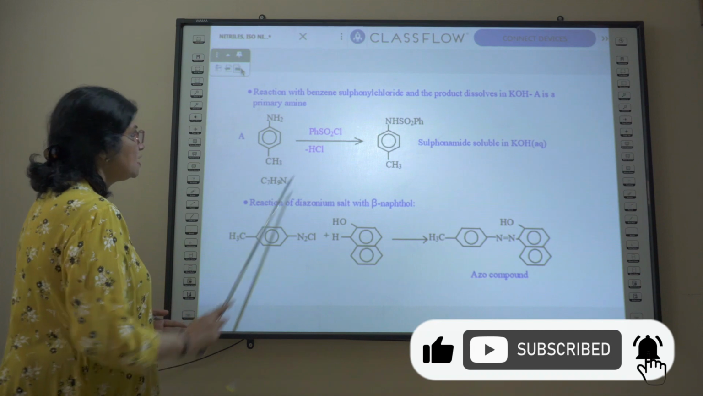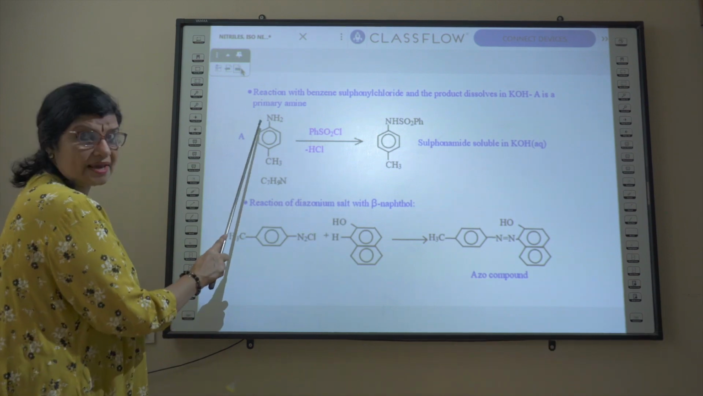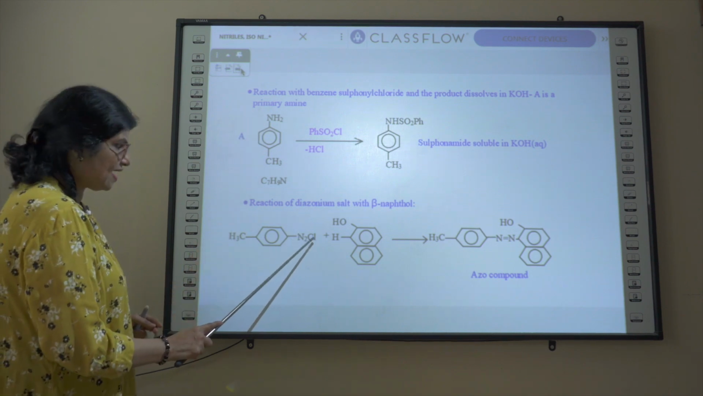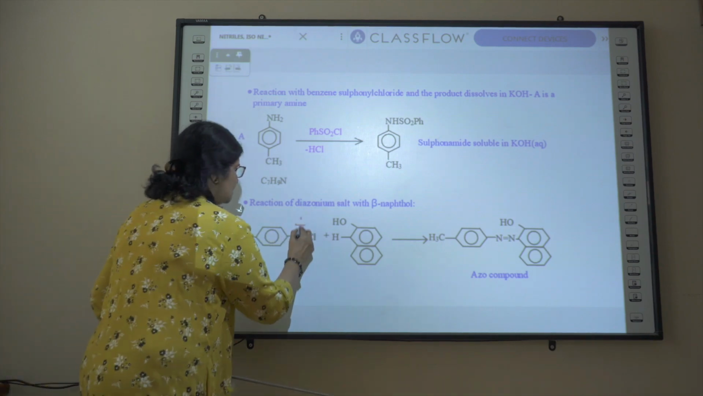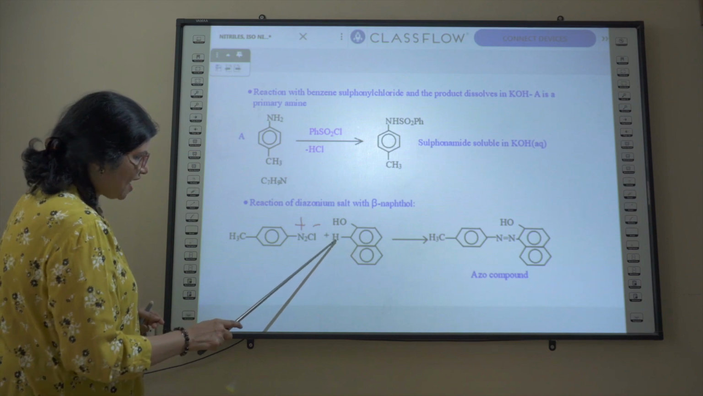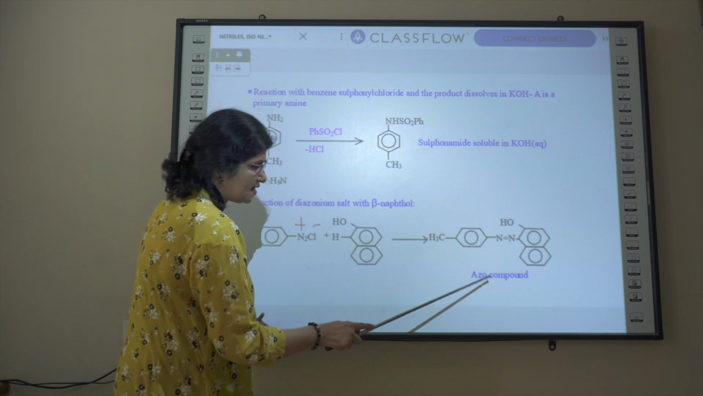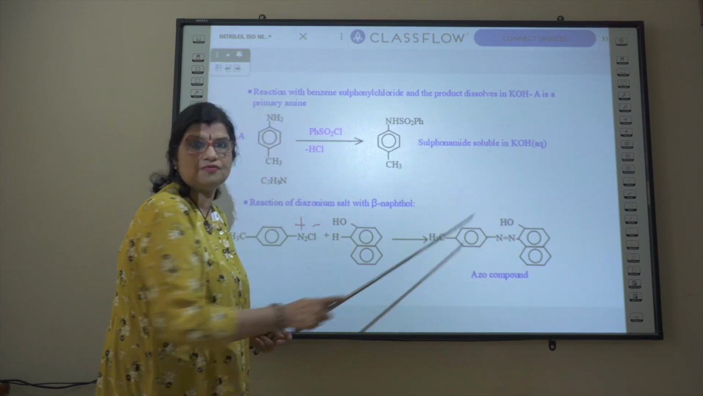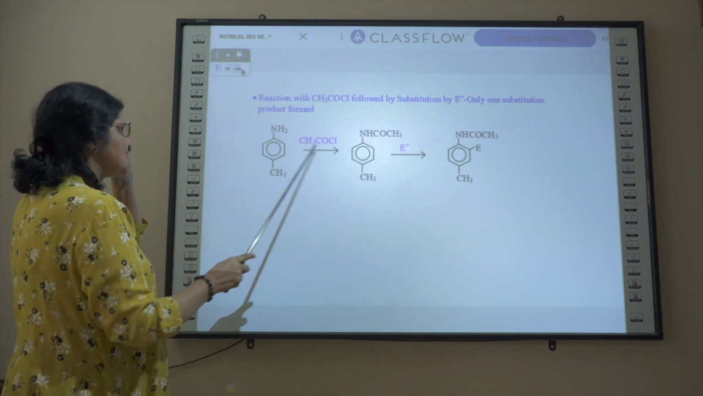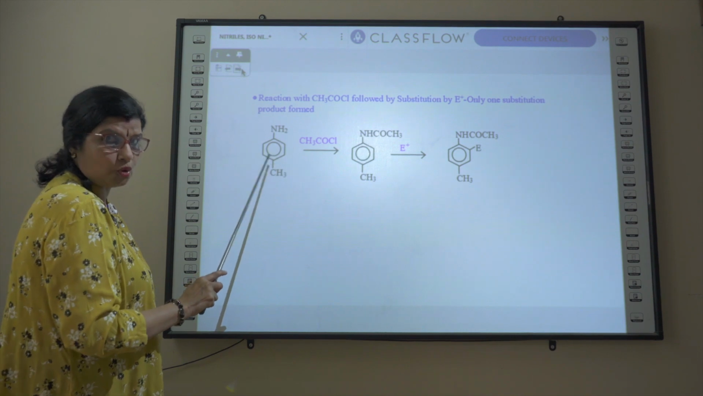Alright? Now, the next one, the reaction of diazonium salt. So this is your amine. It produces a diazonium salt, N2 plus Cl minus. This, on treatment with beta-naphthol, the hydrogen and chlorine will be lost as HCl and you get the product, the azo dye. The coupling reaction is involved here. Reaction with acetyl chloride. Okay, so I have not spoken about the CH3 group yet.